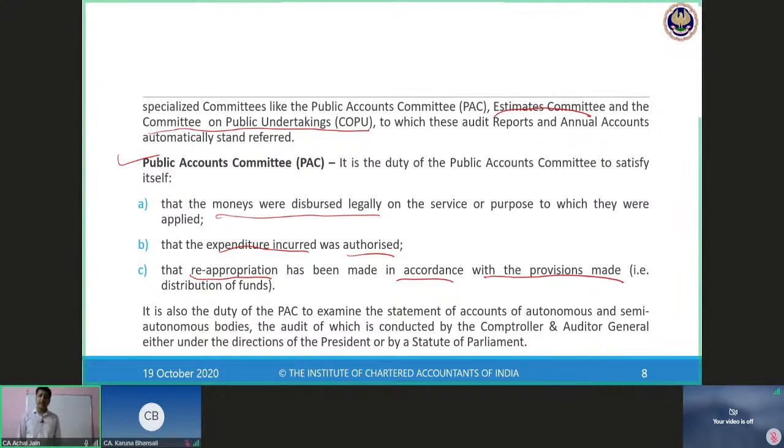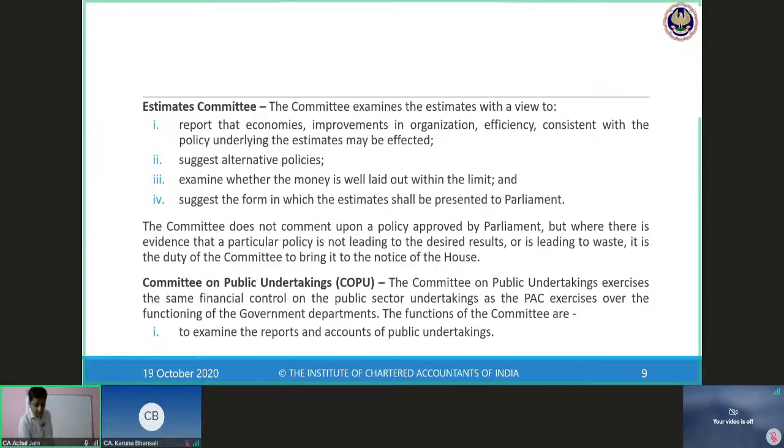Moving on to the next committee, Estimates Committee. This committee examines the estimates with a view to report that economies, improvements in organization, efficiency, consistent with the policy underlying the estimates may be effected, suggest alternative policies, examine whether the money is well laid out within the limit, and suggest the form in which the estimate shall be presented to the Parliament.